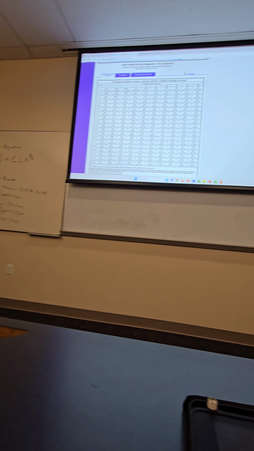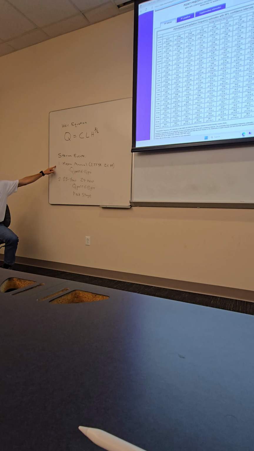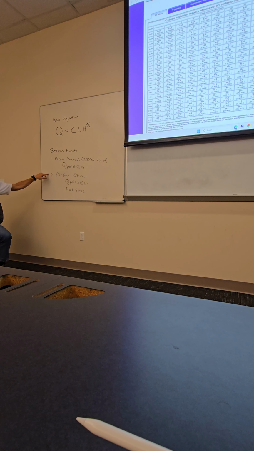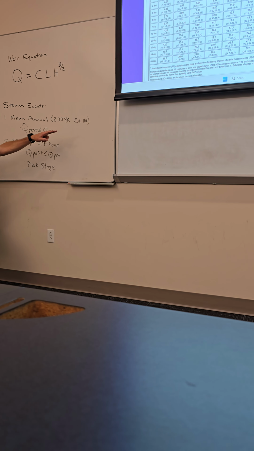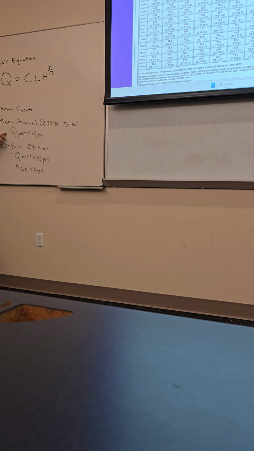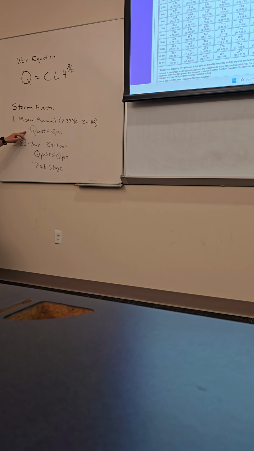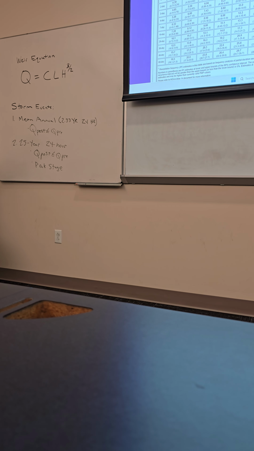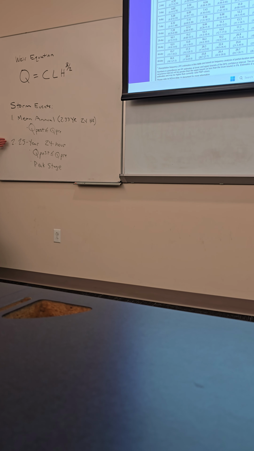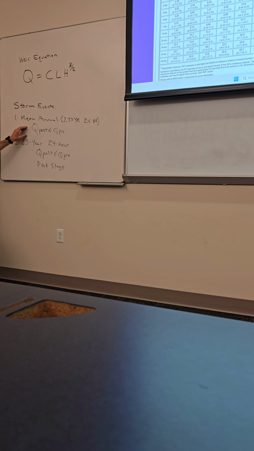So for your pond, we're looking at 2 storm events. We're looking at the mean annual storm, and we're looking at the 25-year, 24-hour storm. So the mean annual storm is a 2.33 year frequency with a 24-hour duration. And for that one, you want to make sure the post-development discharge is less than or equal to the pre. So post is proposed, pre is existing. For the 25-year storm, same thing.